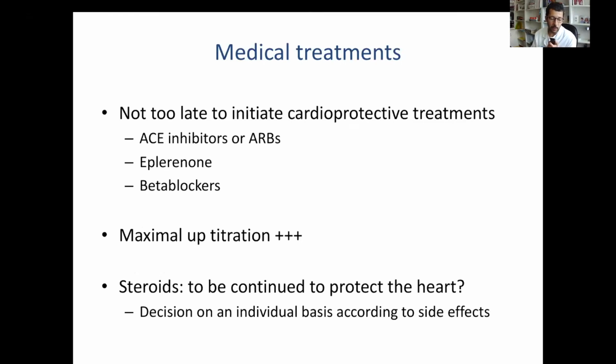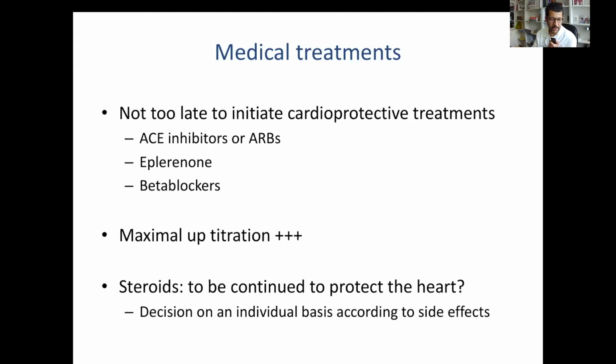Then the very important point is the use of medical treatments with, on one hand, heart failure medications, and on the other hand, glucocorticoids. We have several drugs available, and many of them are initiated in prophylactic indications in patients who are still ambulant. But the important message is that it's never too late to initiate cardioprotective treatments, particularly ACE inhibitors.